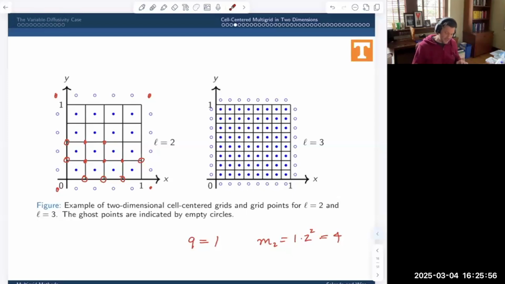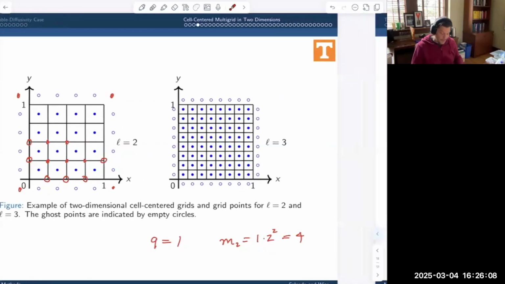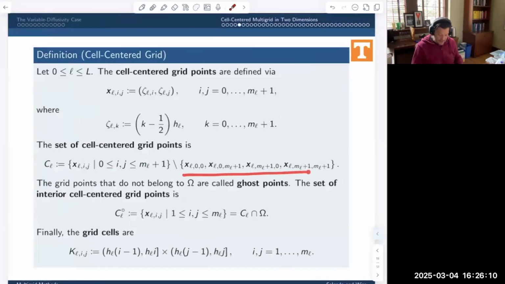So what I'm saying is I really don't need ghost cells at these 4 points. Okay, and these 4 points, those ghost cells can be thrown away. I just don't need them. They're not important for my approximations. So that's why these excluded things are excluded. I'm not going to need them. So the grid points that don't belong to this omega, as I said, are called the ghost points.